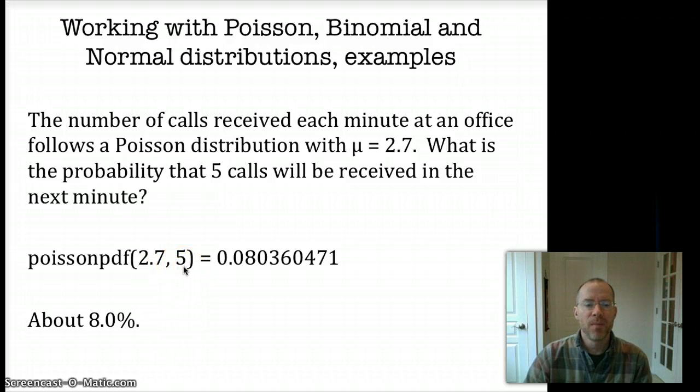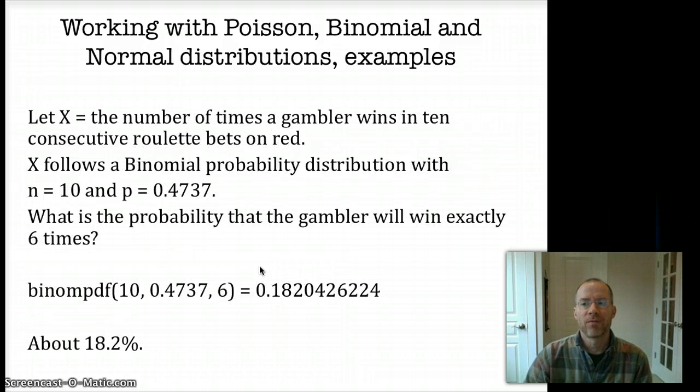This is a discrete model. It gives you whole numbers of calls. You're not going to get 5.1 calls. You're not going to get 2.7 calls in a minute. That's just the average. And when you hit enter, the calculator says about 8% of the time. Of course, if you did that for the probability of 0 calls, 1 call, 2 calls, 3 calls, 4 calls, 5 calls, they'd start to add up to something very close to 1.